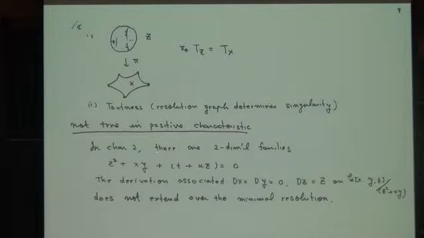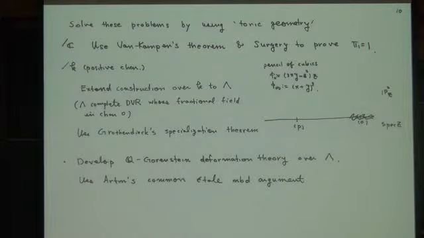So in characteristic 2, there are two-dimensional families. On the singular surface, you can find two different derivations that do not extend to the resolutions. So in characteristic 2, for example, this is not surjective. We can solve all these kinds of problems by using toric geometry.